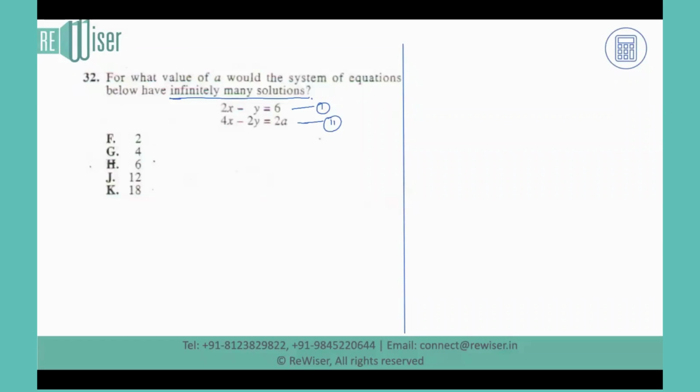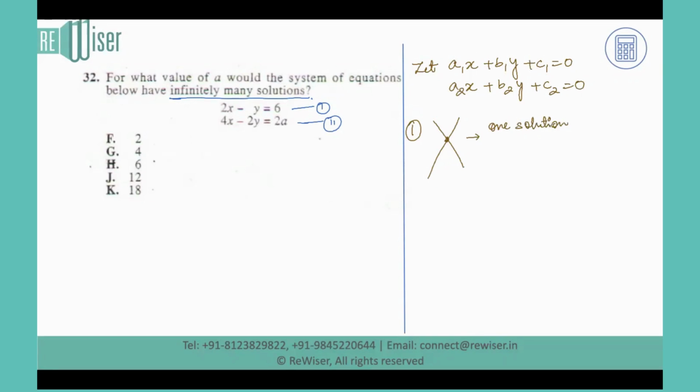First of all, I'm going to assume that the equation of the first line is a1x plus b1y plus c1 is 0. The equation of the second line is a2x plus b2y plus c2 is 0. Now the first scenario we can get is intersecting lines. If they're intersecting, we get one solution. One solution can also be called a unique solution.